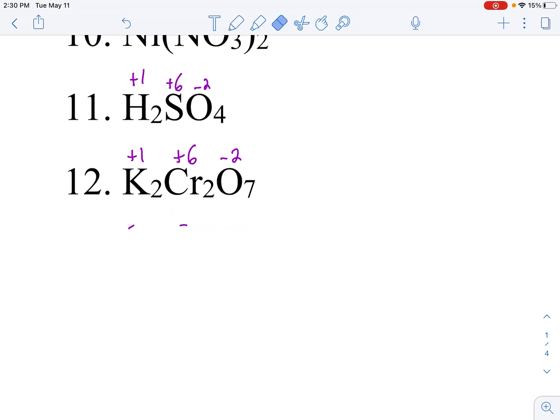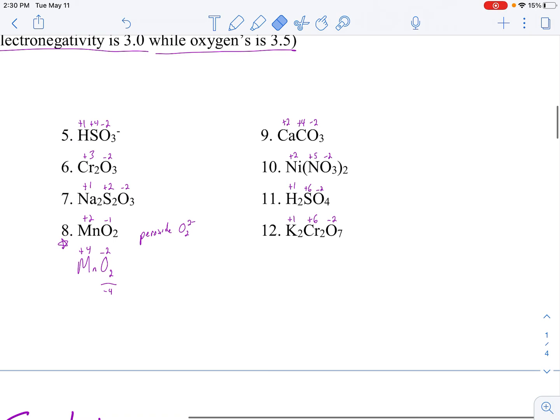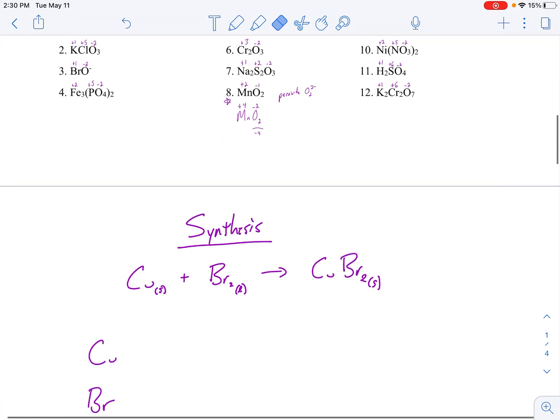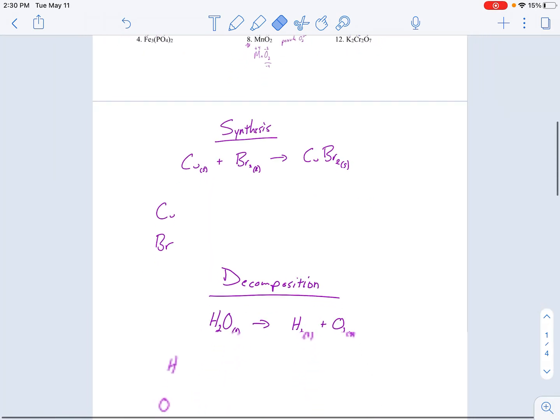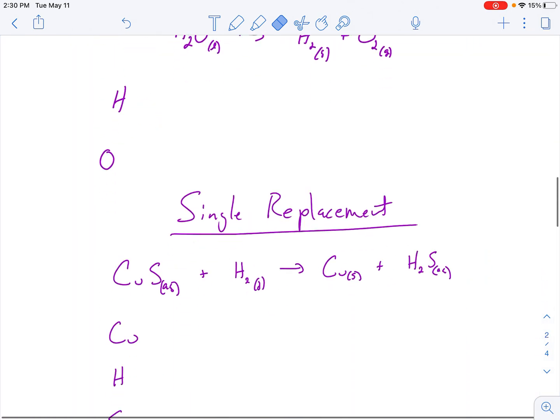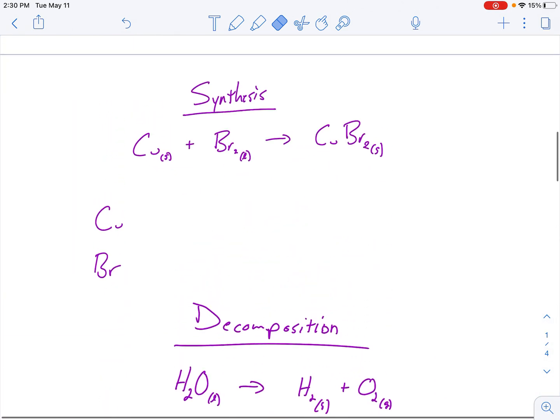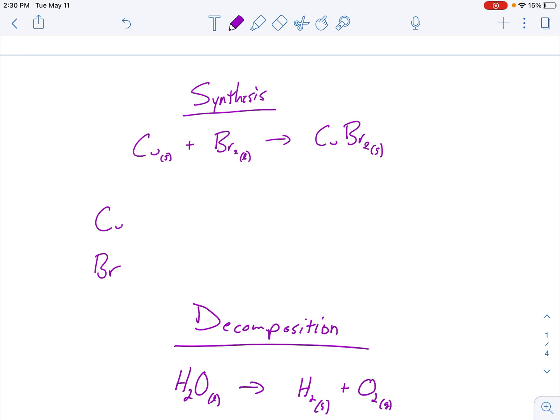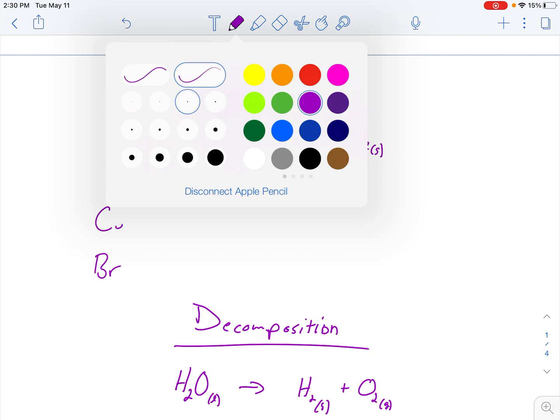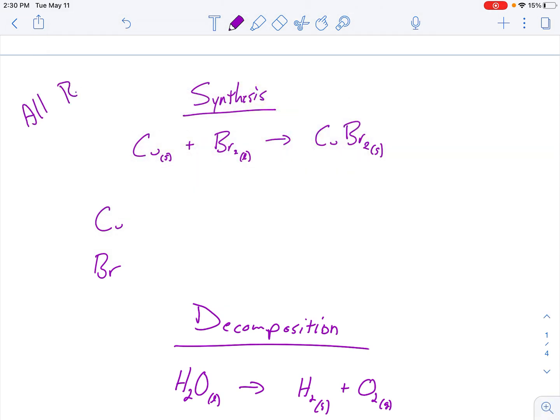That was a rundown on how to do oxidation numbers. Now, let's see if they make sense when we actually apply them. So, in chemistry, I taught you synthesis, decomposition, single replacement, and combustion. Believe it or not, these are all redox reactions. And what I mean by that is they all actually have a transfer of electrons.